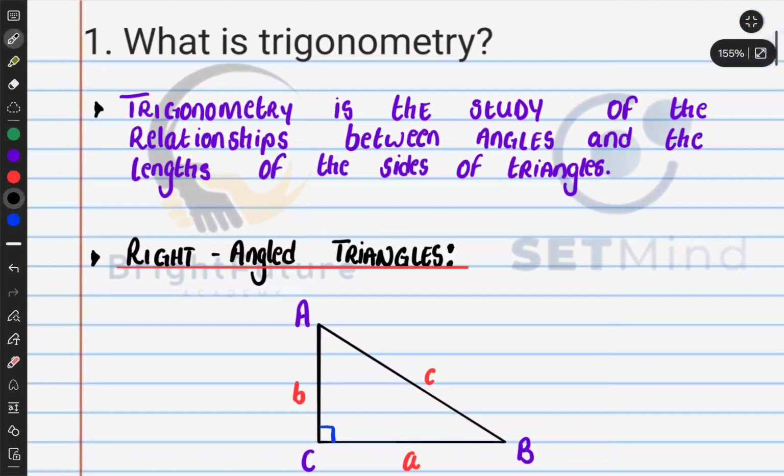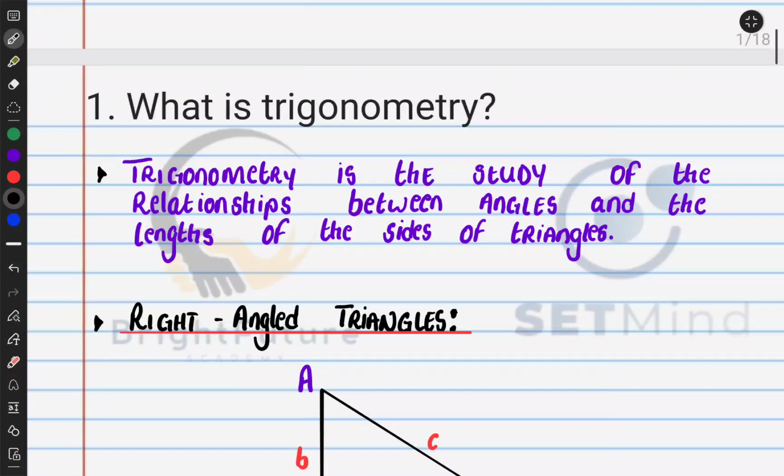Okay, so before we get started, let's quickly cover what is actually meant by the word trigonometry, so that we can lay some understanding of what we are going to be dealing with as we move forward. In simple terms, trigonometry is the study of the relationships between angles and the lengths of the sides. I want you to pay good attention to the words angles and the lengths of the sides, or we can just say it is the study of relationships between angles and sides of triangles.